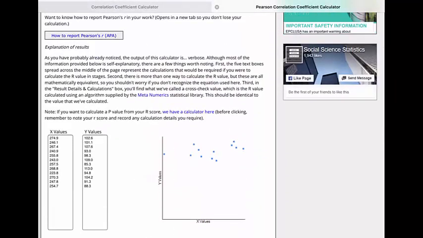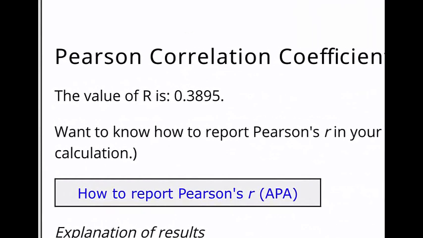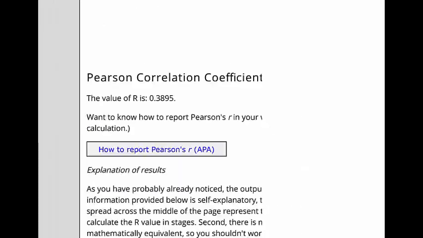I think they just do a real brief summary. Here it is. All you really need is from this first part at the top, sentence number 2, it says the value of r is 0.3895. Done. That's all we need. Grab that number, you're good to go.